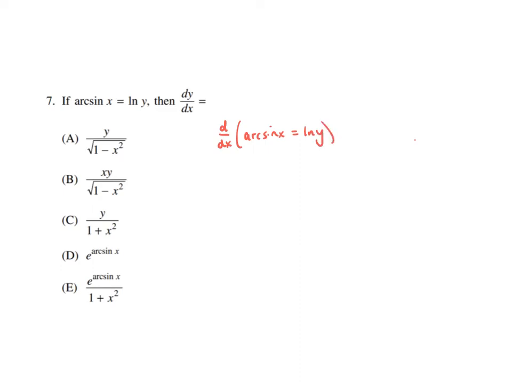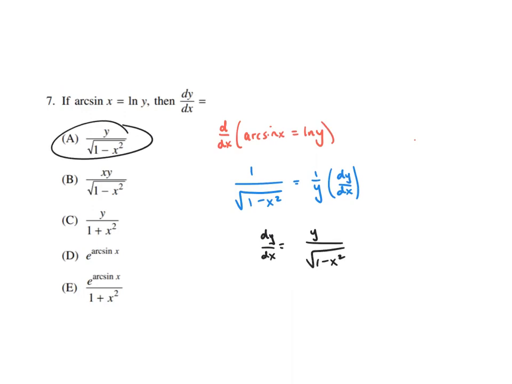So the derivative of arcsine of x is one that sometimes we forget. It's 1 over the square root of 1 minus x squared. And then the derivative of the natural log of y is 1 over y. But then this is implicit, and so because of the chain rule we're multiplying by the derivative of y with respect to x. And our goal here is to solve for the derivative of y with respect to x. So we're just going to simply multiply by y, and we get our final answer, which is letter A.